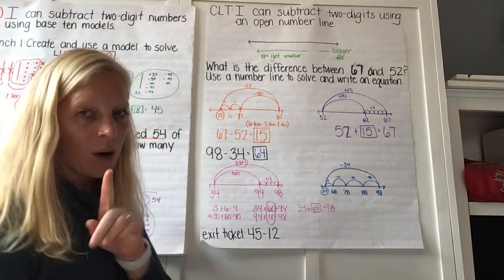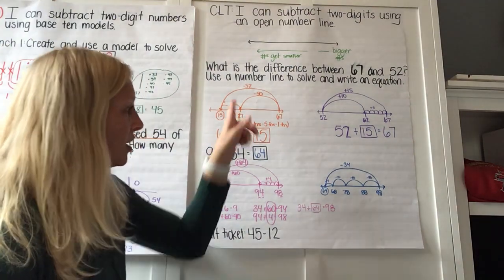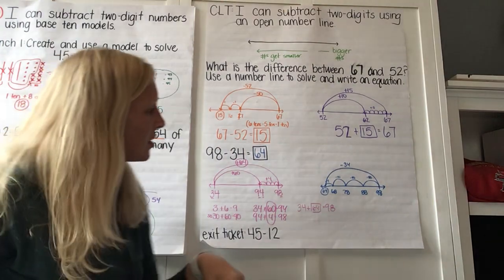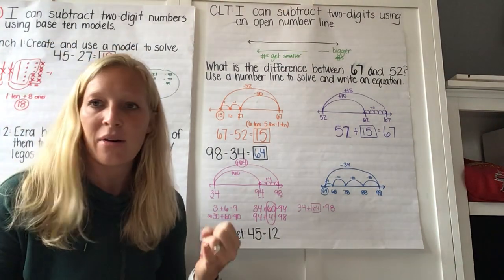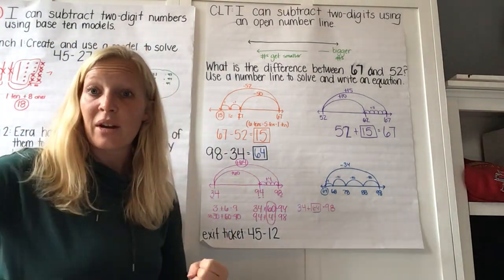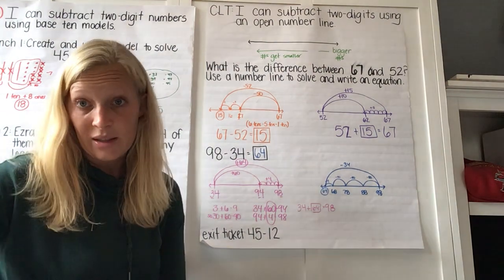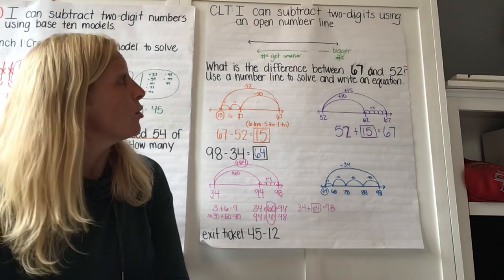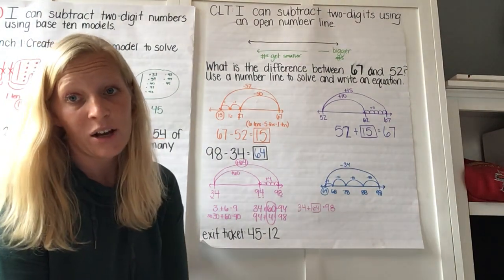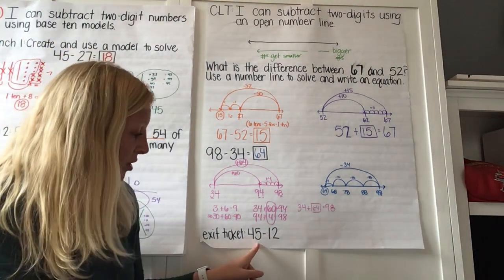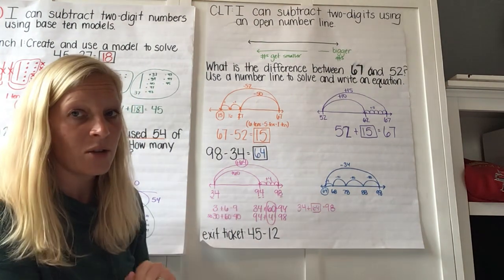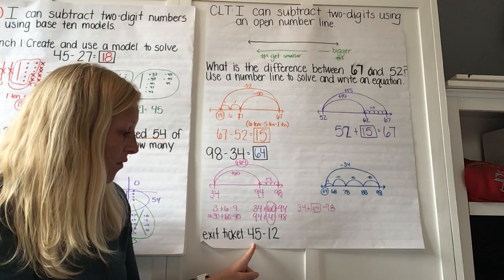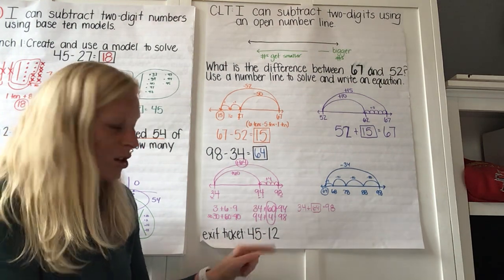All right. I want us to take to our seats these 2 ways of showing our thinking. Remember, as we solve this, we really want to be thinking about how many 10s are we taking away or are we adding, and how many 1s, right? Your exit ticket, and I want you to use your open number line to help you solve this problem. So you can use it in any of these ways we've been doing here, but I want you to use this open number line to help you solve 45, take away 12.